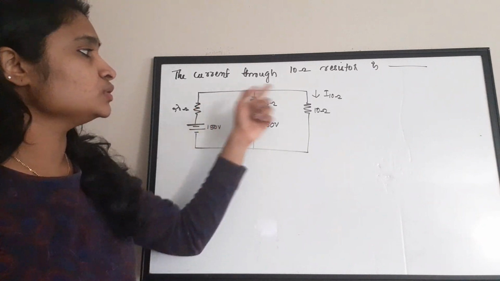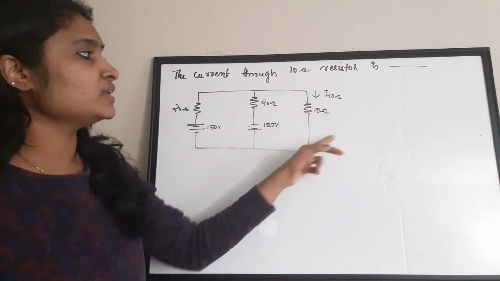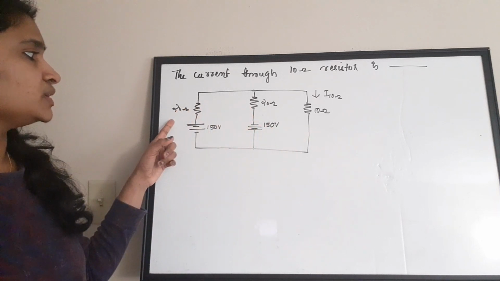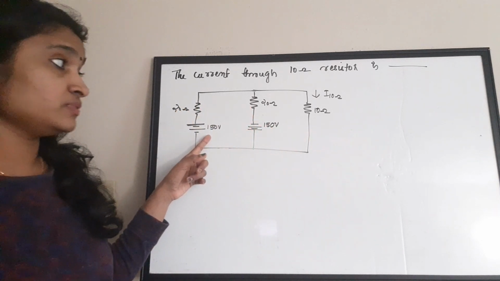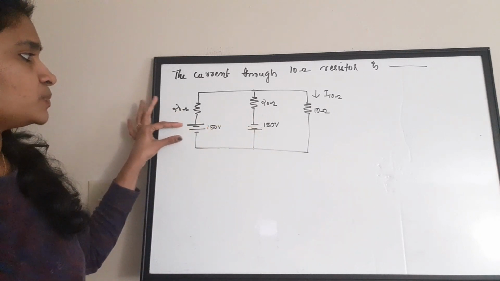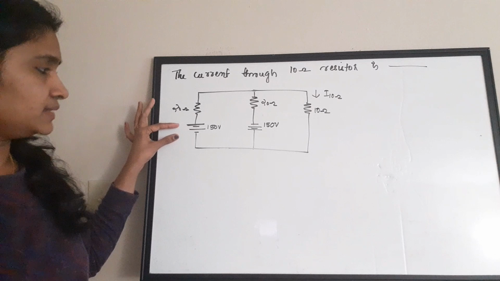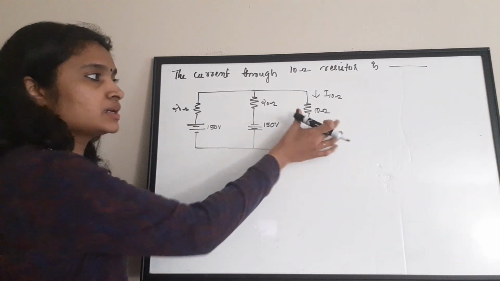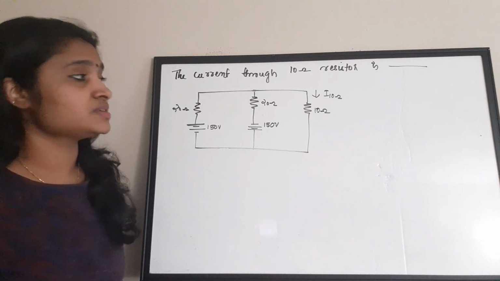There are 2 loops in the circuit. We need to find the value of current through this 10 ohm resistor. This is 20 ohm, this is 20 ohm, this voltage source is 150, this is again 150, but the connection is in the reverse. Here the positive terminal is in the beginning, then here it is negative terminal. So we need to find the value of current through the 10 ohm resistor.